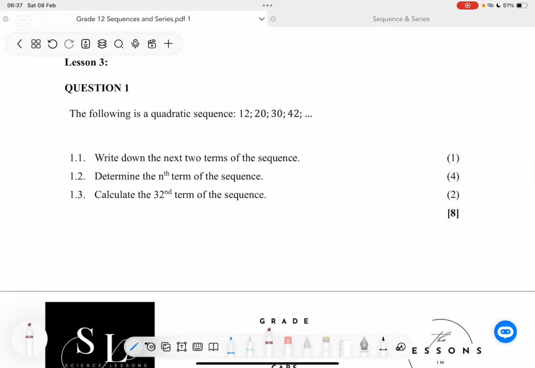We are going to use question 1 to learn how to solve problems that involve quadratic sequences. Question 1 says the following is a quadratic sequence. So we are already told that the sequence we are given is a quadratic sequence. We are going to break it down to check if it has the properties of a quadratic sequence.